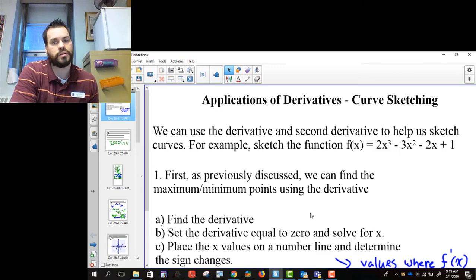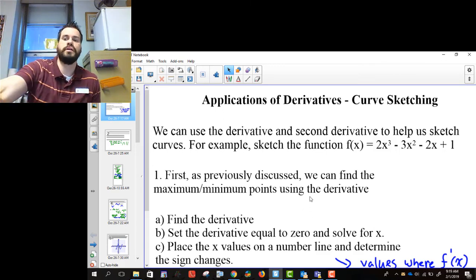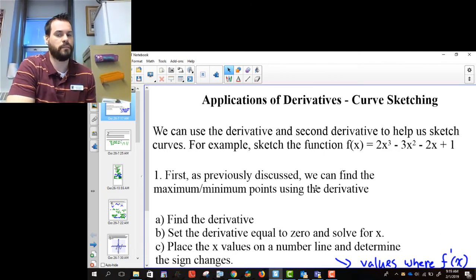So we are going to talk about another application of derivatives this morning, and it is curve sketching. We've talked so far about a number of different applications, but this one allows us to sketch polynomial functions, rational functions, different types of functions using the derivative and the second derivative.